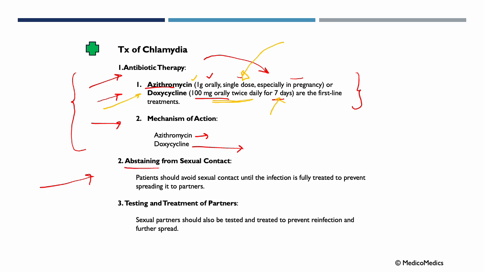Then we have, of course, abstaining from sexual contact. So patients should avoid sexual contact until the infection is fully treated to prevent spreading to partners. And of course, testing and treating partners. So sexual partners should also be tested and treated to prevent reinfection and further spread.